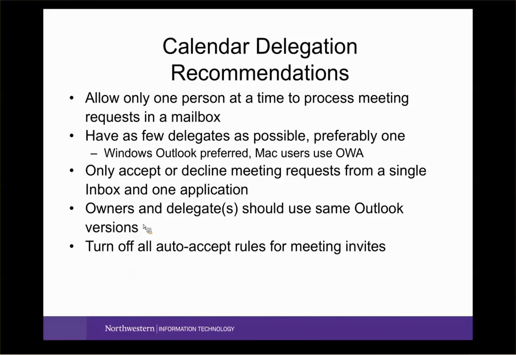So if you work with laptops and your colleagues all have laptops and you're all using Outlook 2016, and you're all using the same version, that's what's recommended. But if someone has a 2013 client and other people have the 2016 client, get them all on the same version. So then if there's a need to troubleshoot or investigate an issue, we would have much better success with that. So yes, owners and delegates should use the same Outlook versions. And turn off the auto-accept rules for meeting invites. So if you have a resource that's auto-accepting meeting invitations, turn that off.